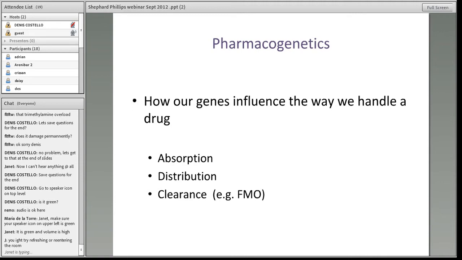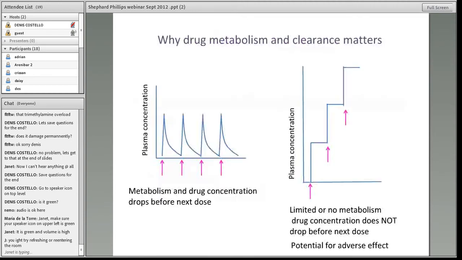And there are lots of proteins that are involved in these different processes, but clearance is one in which the FMO proteins are involved. And so changes in your FMO proteins could influence the way in which you clear a drug. Can I have the next slide, please? So why does drug metabolism and clearance of the drug matter? Well, it matters really a great deal.